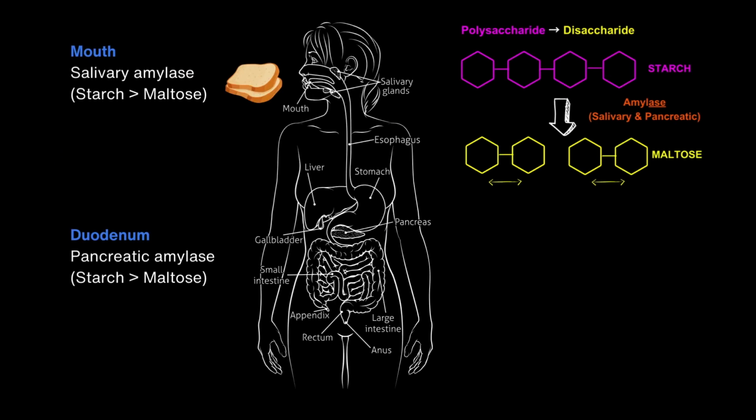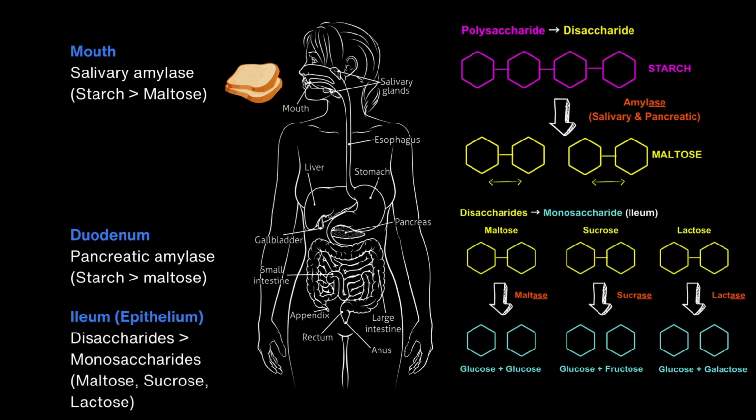If we sum this up in terms of where it happens in the body: in the mouth, we start with salivary amylase. We've got this polysaccharide being broken down into disaccharides by amylase. This also happens in the duodenum. And then the next step is the disaccharide being broken down into the monosaccharide, which happens in the ileum. And we can see that here. Disaccharides are broken down into their monosaccharides.